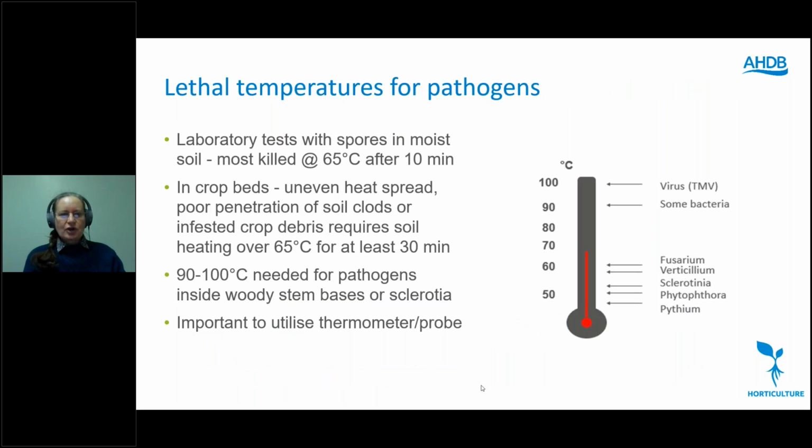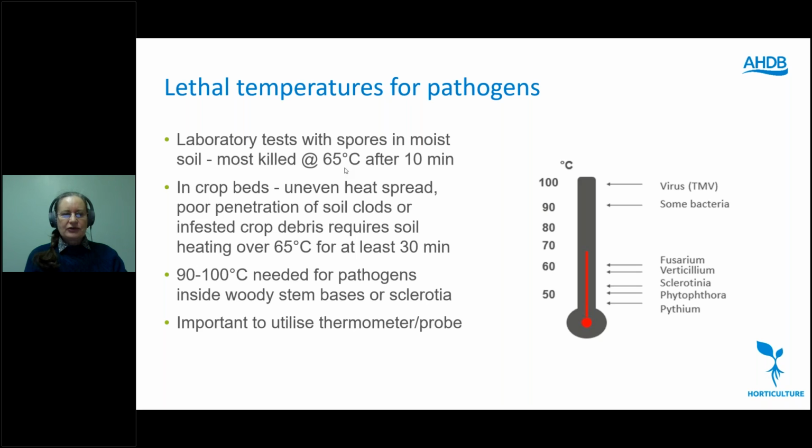So if we are using thermal treatment, what are the lethal temperatures and pathogens? One of the slides that John showed was the Fusarium lethal temperature. And as we can see on this diagram on the right, this was a test done by ADAS some while ago, looking at the different pathogens and the different lethal temperatures. So Fusarium is one of the more resistant, and these other ones are easier perhaps to deal with.